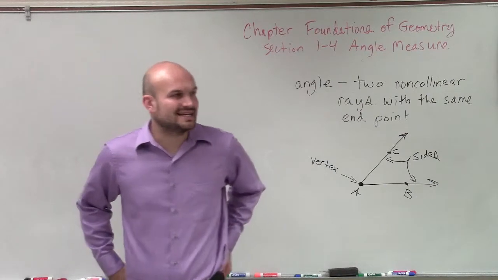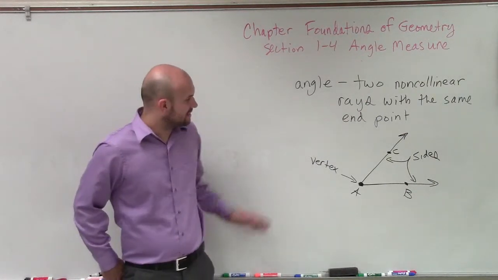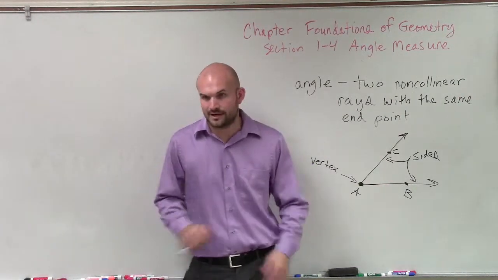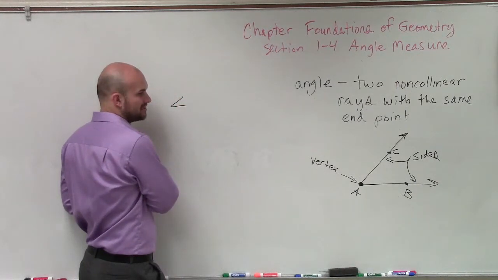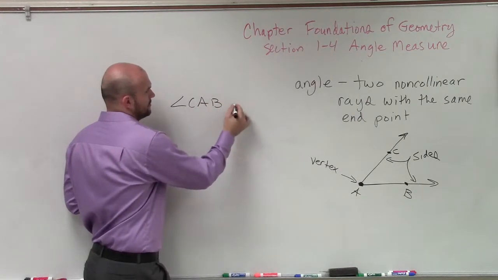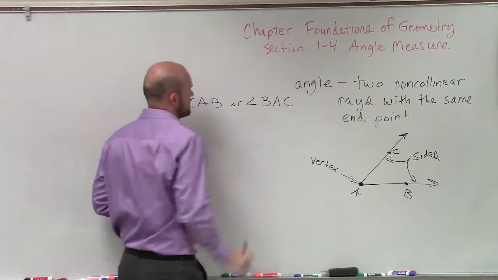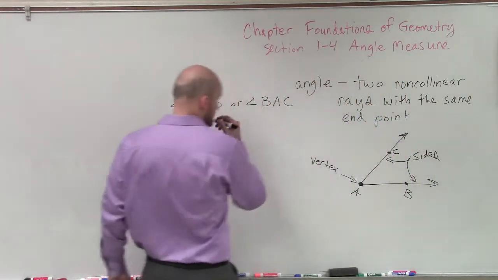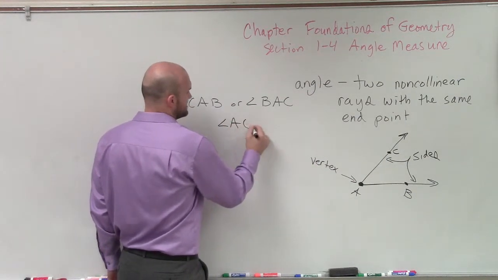Now, sometimes when defining an angle, here we have two rays, ray AB and ray AC, right? For an angle, we do a little angle symbol. And we do angle CAB or angle BAC.